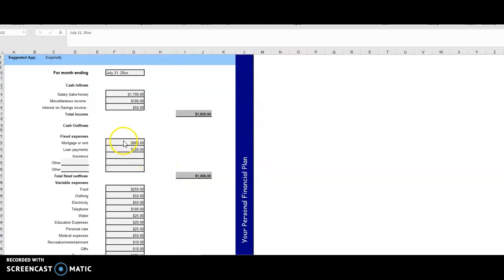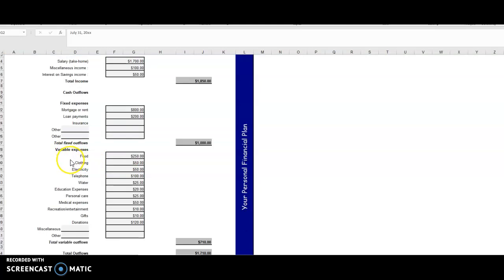We look further down. Now we're going to look at how we spent our money in July. We paid $800 in mortgage, or it could be rent. We had a loan payment that we had to pay, $200. We paid that. So we had fixed outflows of $1,000. Now, fixed outflows are typically expenses that don't change very often. That's why they're called fixed. So they're pretty stationary over time. It's not that they couldn't change, but they just don't change every month.